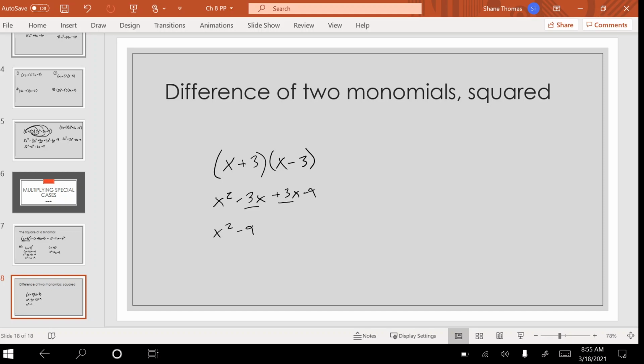Okay, so here's the rule then. If I have two terms, (a + b)(a - b), that's equal to a squared minus b squared. All right? So let's do this again by rule. (x + 3)(x - 3). Okay, one's a plus, one's a minus. It's the exact same terms, right? Square the first term. X squared is x squared. Square the second term. 3 squared is 9. Minus in between. Done.